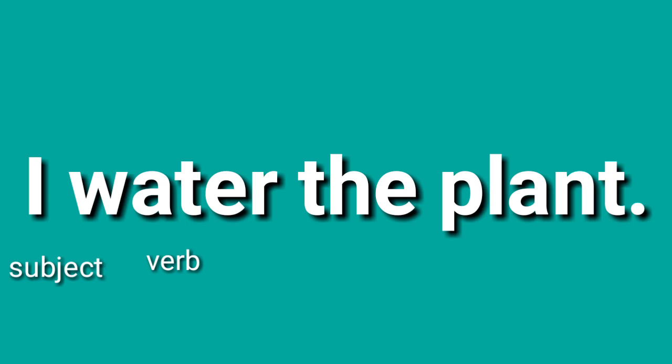Another question, what do I water? The plant. Here, the word plant is the object or the direct object of the sentence. Take note on this. In identifying the voice of the verb in a sentence, it is very important to identify the parts of the sentence, like knowing the subject, the verb, and the object of the sentence.